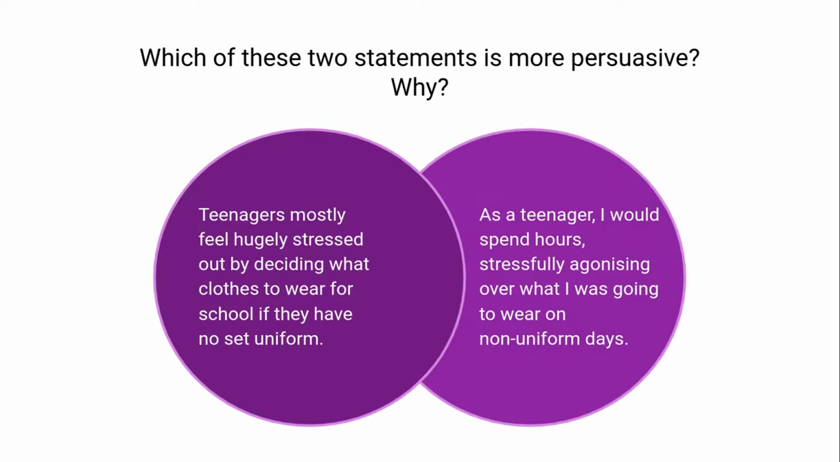Now, the purpose of this activity was to get you to the conclusion that statement 2 is more persuasive. Obviously, 1 makes a good point about school uniform, and it's persuasive in the sense that it makes you think that teenagers get stressed out by having to decide. But what statement 2 does is make you think that I am actually speaking about myself. I'm giving you my own personal experience, a story about my own life. This is what we call an anecdote.